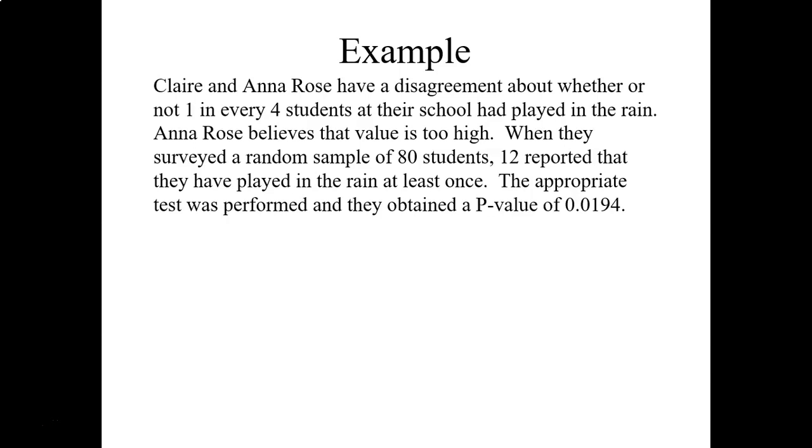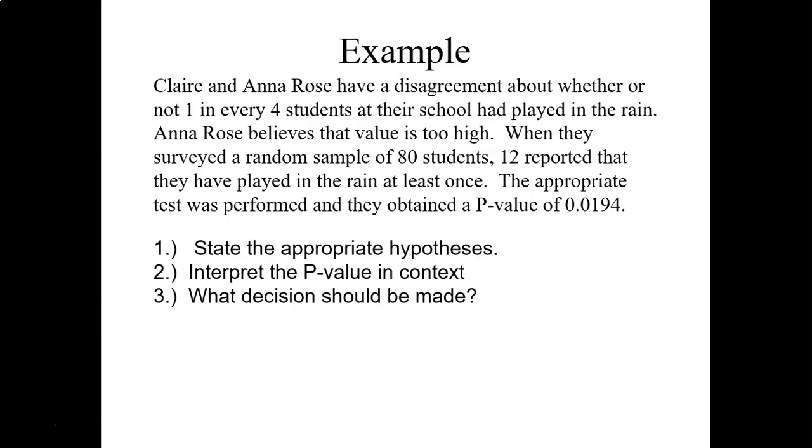Claire and Anna Rose have a disagreement about whether or not 1 in every 4 students at their school has played in the rain. Anna Rose believes that the value is too high. When they surveyed a random sample of 80 students, 12 reported that they had played in the rain at least once. The appropriate test was performed and they obtained a p-value of 0.0194. State the appropriate hypotheses, interpret the p-value in context, and state what decision should be made. I want you to pause the video and try those out and then come back.